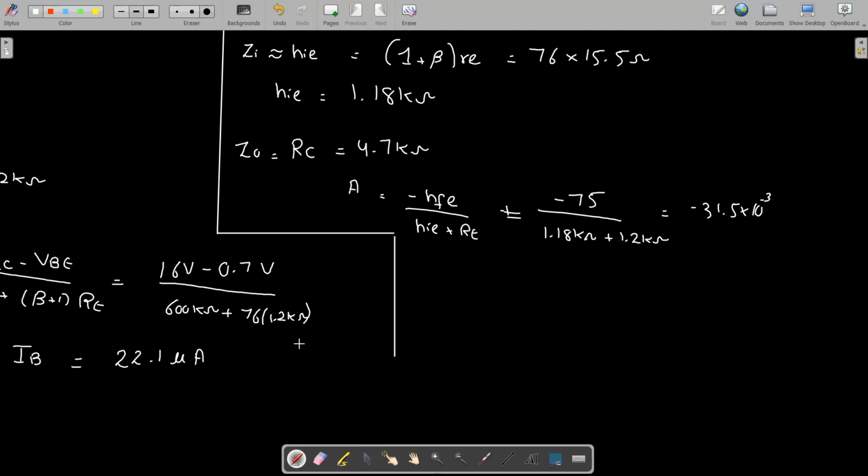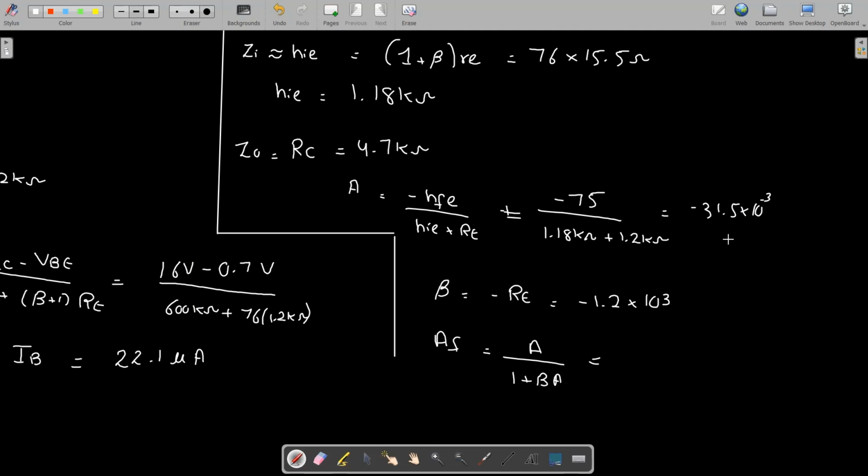Now for the with feedback portion, we have first of all beta. Beta is equal to minus RE, and this is equal to minus 1.2 multiplied by 10 raised to power 3. Fine. Because RE is your 1.2 kilo ohm. And then we have AF is equal to A divided by 1 plus beta A.